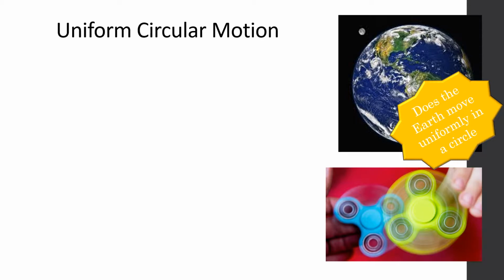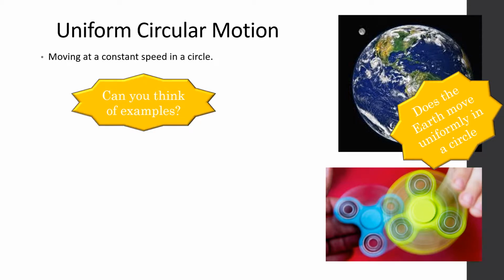So, first of all, we're going to think about what is uniform circular motion. Simply, it's moving at a constant speed, so not speeding up or slowing down, in a circle. Can you think of any examples? There are plenty in everyday life. You can see there's a fidget spinner here. We've also got the Earth that moves in a circular orbit, ceiling fans, fairground rides, washing machines. I'm sure you can think of some more.